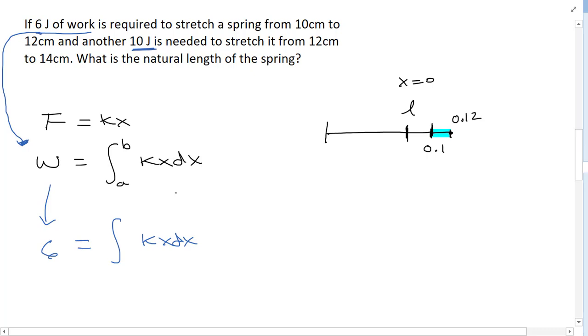So what are my limits of integration? Because we want to know the natural length of the spring, I'm not necessarily going to use 0, because I want to know what L is. So it was stretched this much. What's this distance? It's 0.1 minus L. That's my bottom limit, 0.1 minus L, and my top limit is this distance, 0.12 minus L.